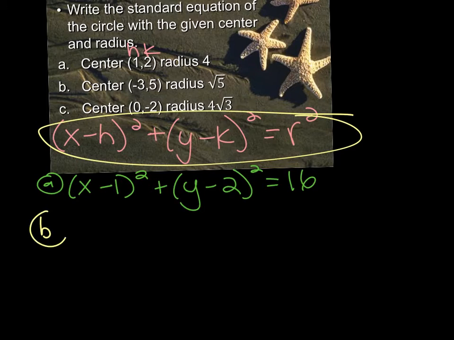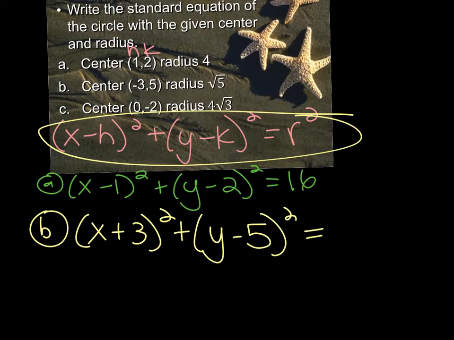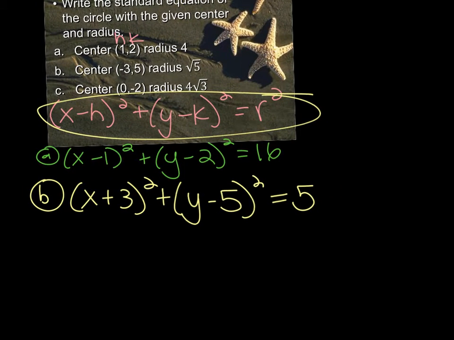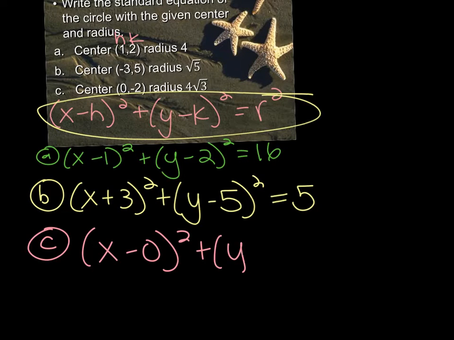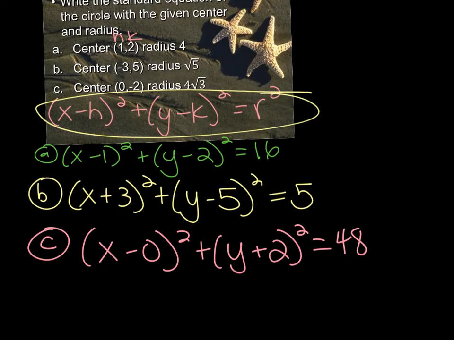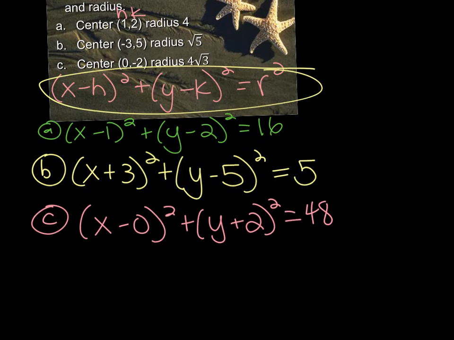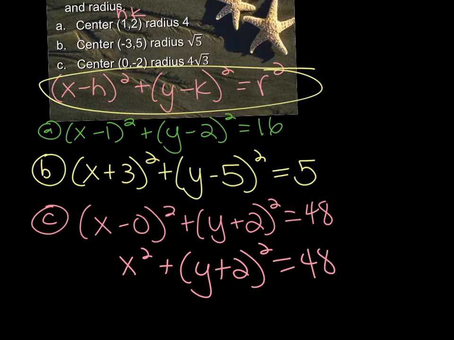So then B. Now my center is at negative 3. So if I have x minus a negative 3, what happens? It becomes plus. And then y minus 5 equals the square root of 5 squared, which is 5. And then the last one, x minus 0 squared plus y minus a negative 2 becomes plus 2. And then we just did this: what was 4 squared times the square root of 3 squared? 48. So this one you'll just go to the next step because you don't need that 0. So this would be x squared plus y plus 2 squared equals 48.